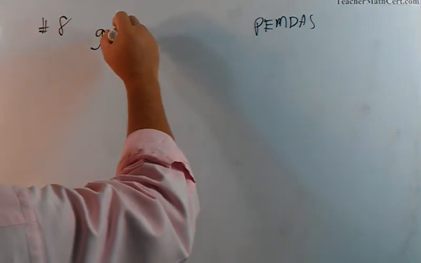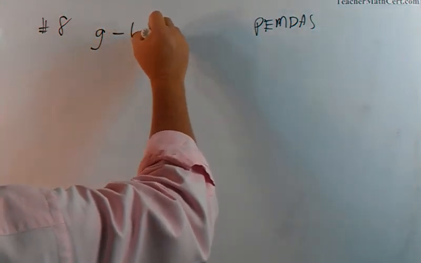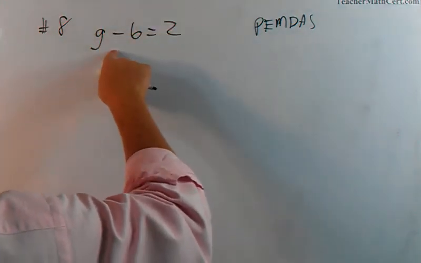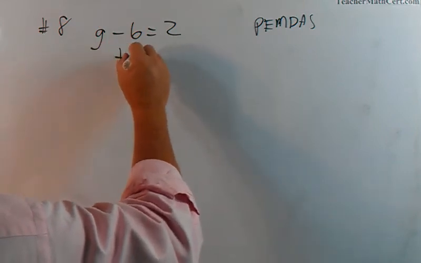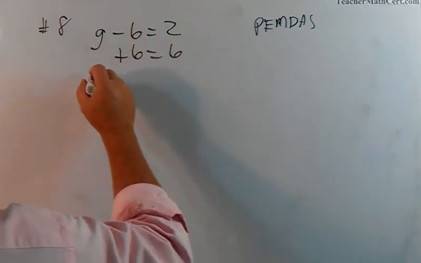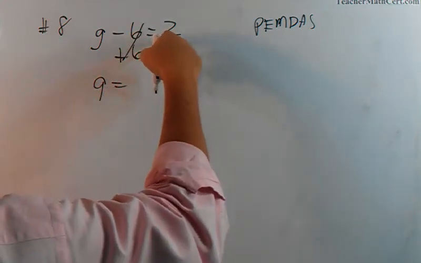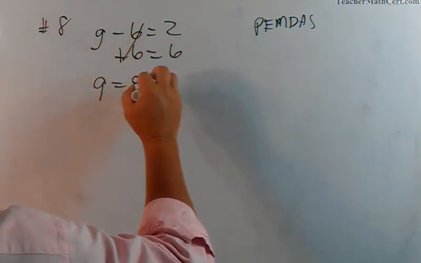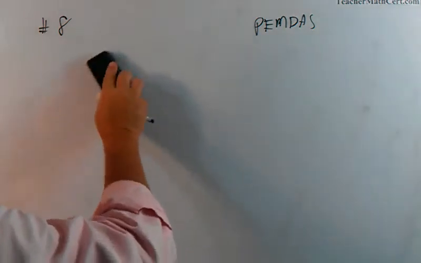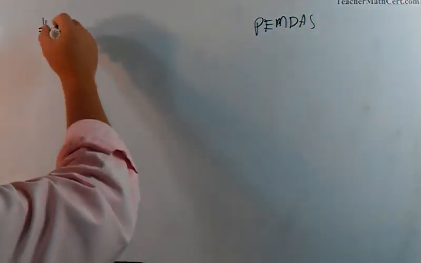G minus 6 is equal to 2. What are we doing? We're solving for G. How do we do that? Add 6 to both sides. So we've got G, this goes to 0, is equal to what? 6 plus 2 is 8. G is equal to 8. Number 9.